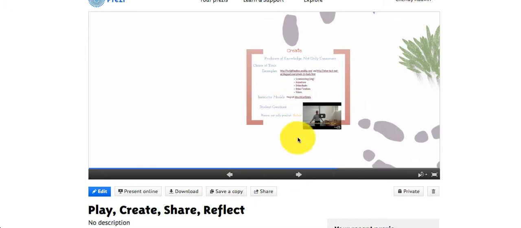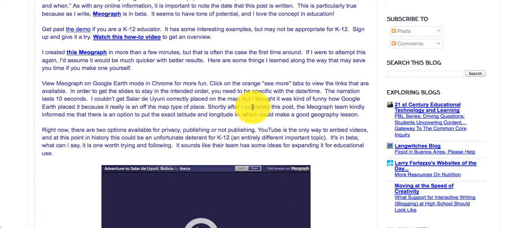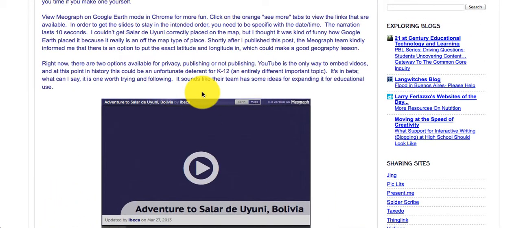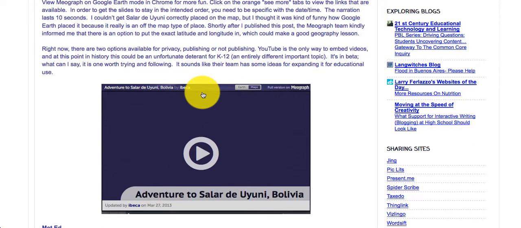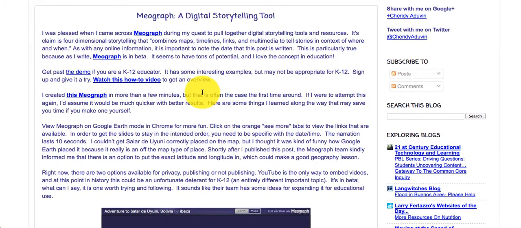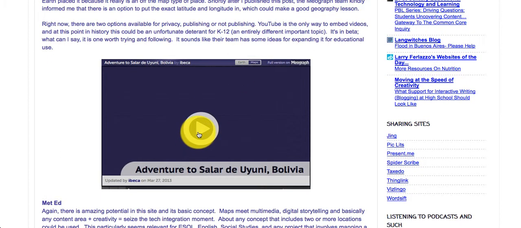I try to provide these instructor models, and here is one that I provided and put on my blog. I really like this, and I think it has potential for some of the language courses that I teach. It's called Meograph. This was an older one when it first came out, and you can do a lot more than I've done here. Their motto says you can use maps, timelines, links, and multimedia to tell stories. So I think there are some assignments for my other courses that I'm going to be applying this to. And I'll just play an example that I made as I modeled this.